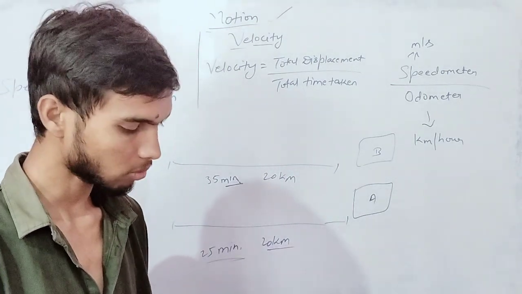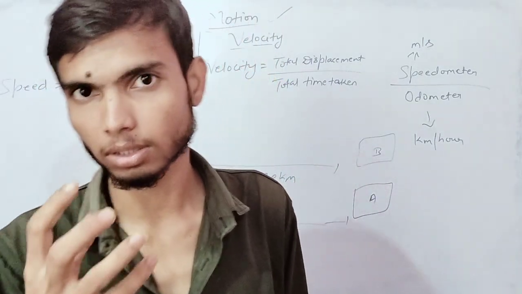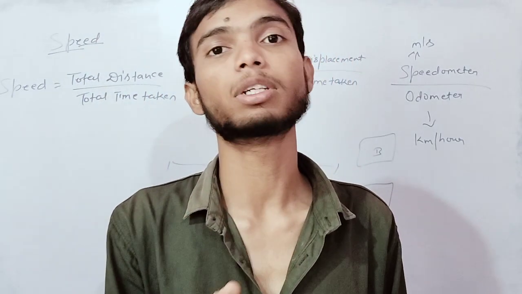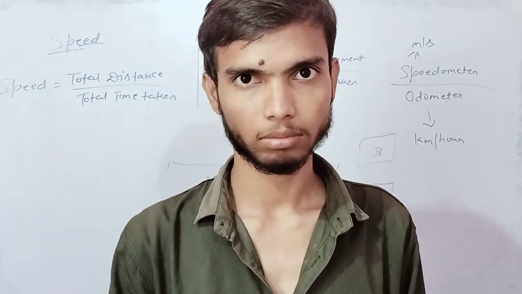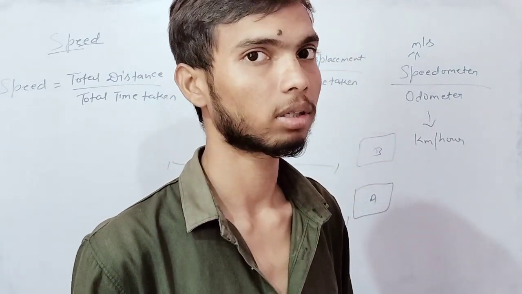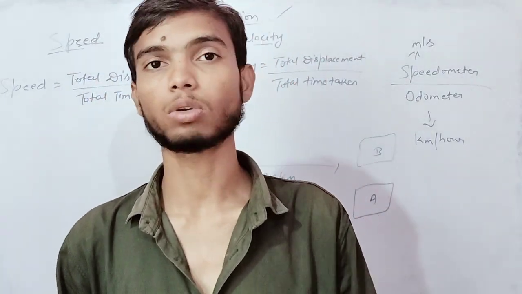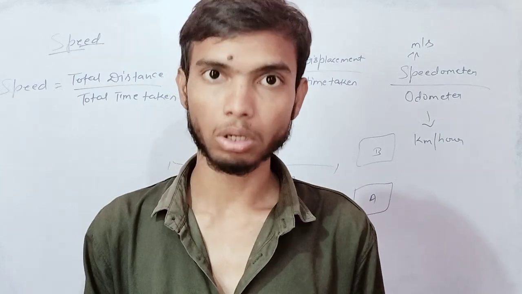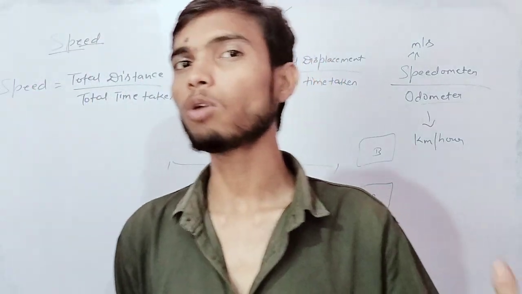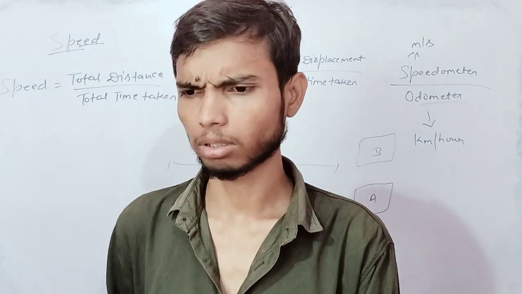A speedometer is telling you how much distance in meters you are covering in 1 second. In 1 second, how much distance in meters are you covering? Who will tell you? A speedometer. And from that meter per second, you can judge the speed of your vehicle. Now, an odometer will tell you how much distance within 1 hour.